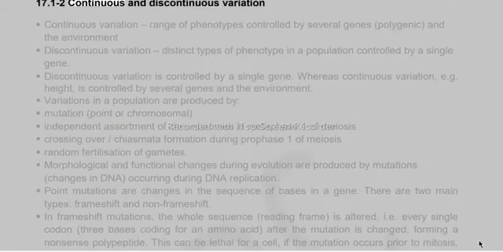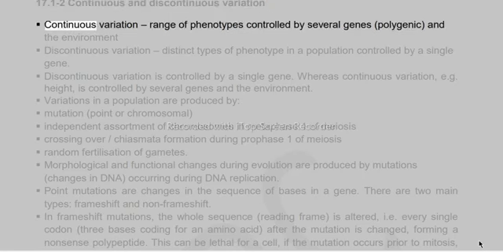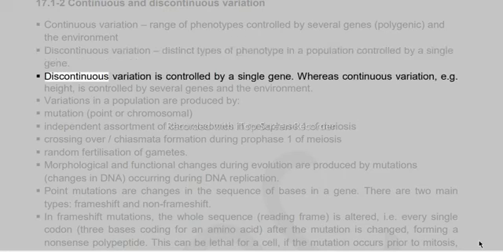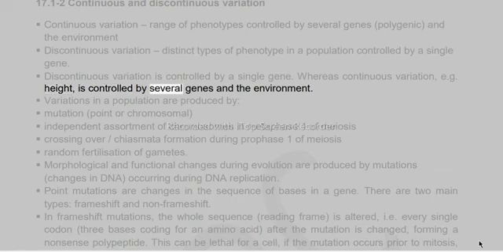17.1.2 Continuous and discontinuous variation. Continuous variation: range of phenotypes controlled by several genes, polygenic, and the environment. Discontinuous variation: distinct types of phenotype in a population controlled by a single gene. Discontinuous variation is controlled by a single gene, whereas continuous variation, e.g. height, is controlled by several genes and the environment.